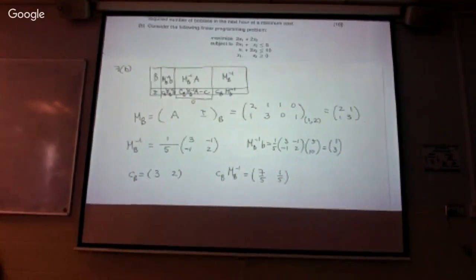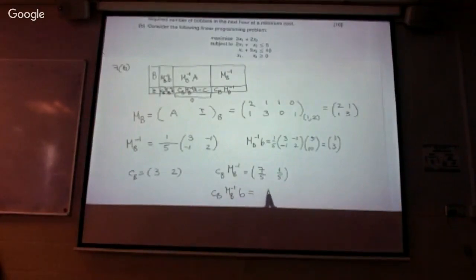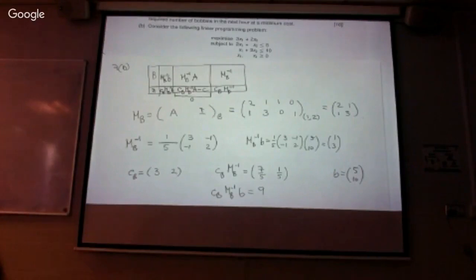And CB times B inverse B is just this times B, which is 5 and 10. Is that right?